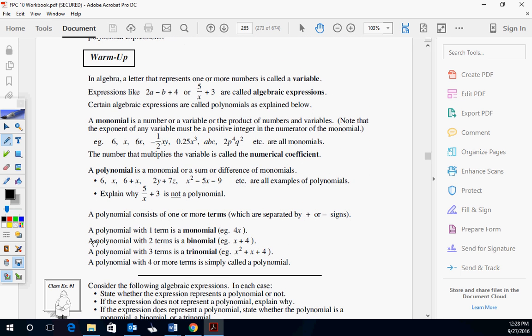In algebra, a letter that represents one or more numbers is called a variable. Expressions like 2a minus b plus 4 or 5 over x plus 3 are algebraic expressions.